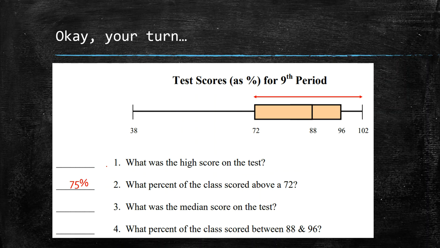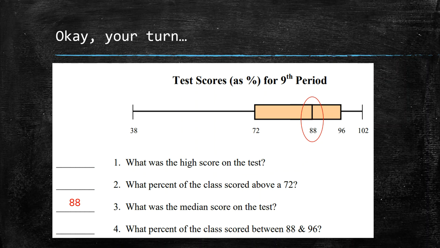Number 3, what was the median score on the test? Right, so the median score on the test was 88. The median happened right there in the middle. The median is our middle number.